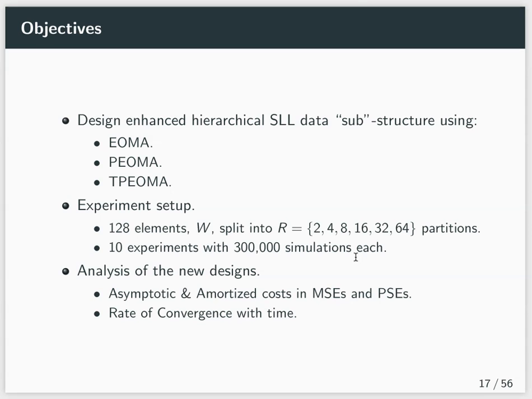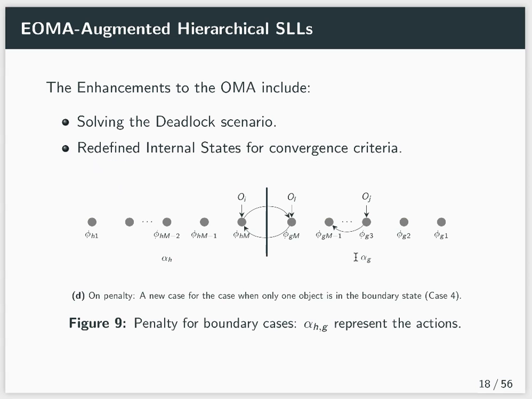And we have done 10 experiments on these to perform the averages, and then 300,000 simulations or queries from each of these. The metrics we have used are the asymptotic and amortized costs in Markovian and periodic environments. And we have tried to look at the rate of convergence with respect to time. So these are the results.